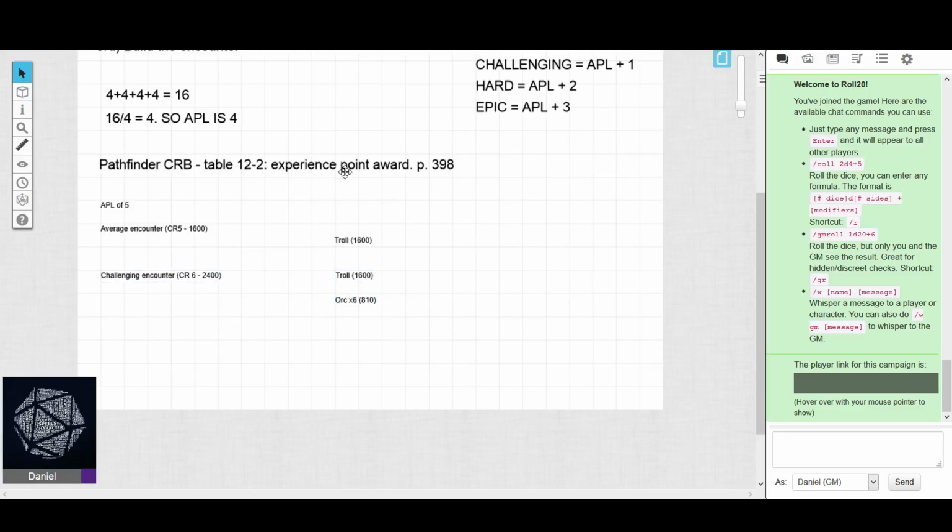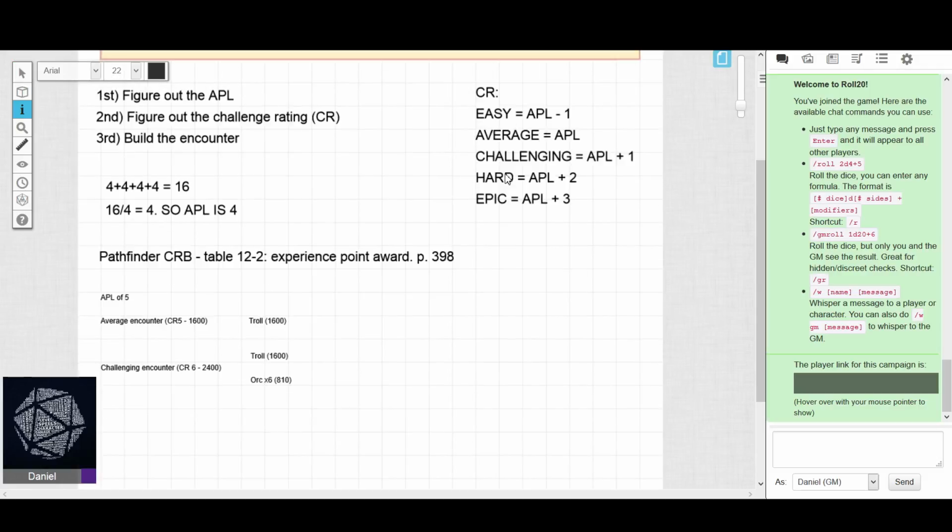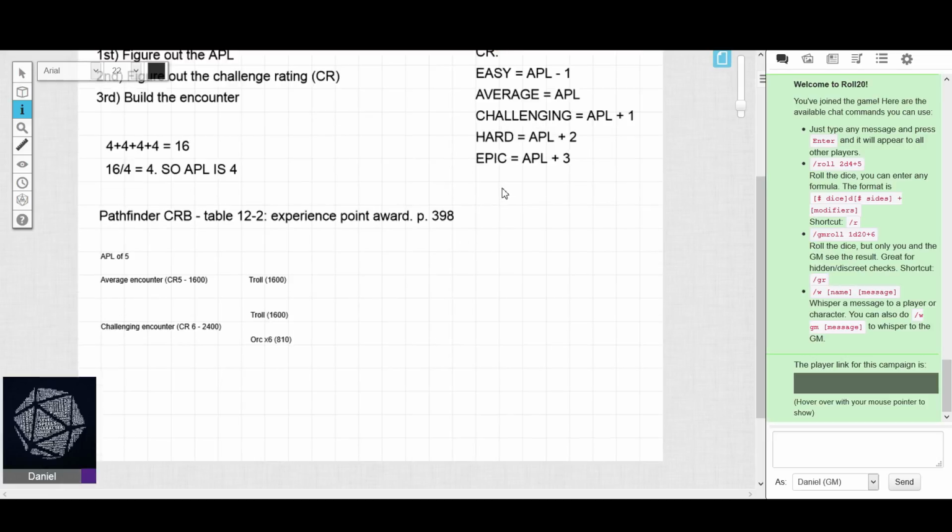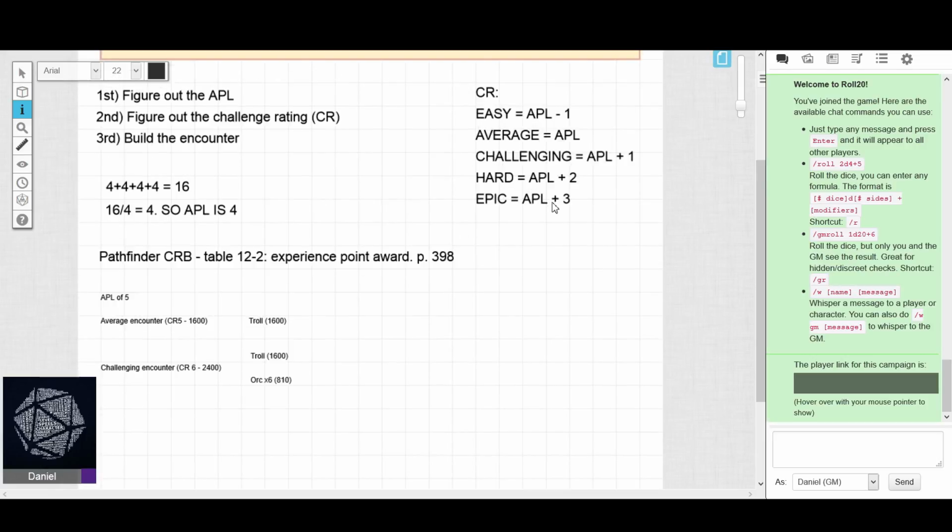Okay, let's design an epic encounter. So to buy an epic encounter, we look at the APL. The APL is still 5, it's the same party, but it's the APL plus 3, so it's 8, challenge rating 8. It's a lot. Challenge rating 8 gives us a budget of 4,800 experience. So epic encounter, challenge rating 8, 4,800 experience.